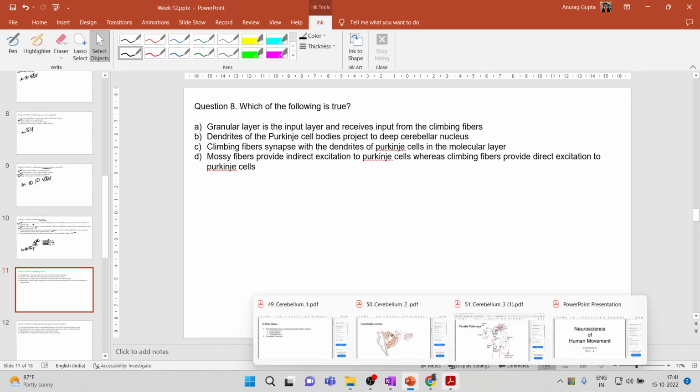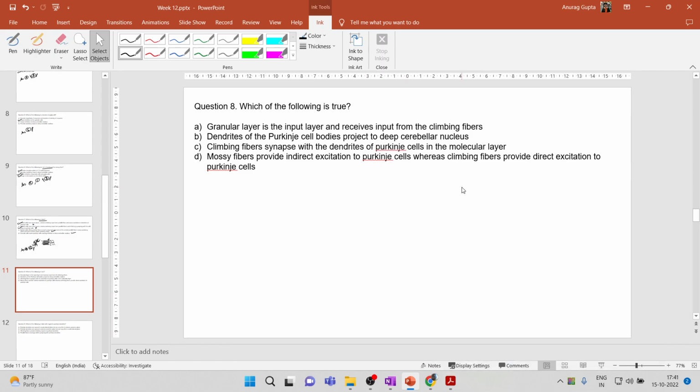Okay, let's discuss this. The granule layer is the input layer and receives input from the climbing fibers. This is false because it receives input from the mossy fibers. We have seen this already. Dendrites of the Purkinje cell bodies project to the deep cerebellar nucleus. Wrong. It's the axons of the Purkinje cells that project to the deep cerebellar nucleus.